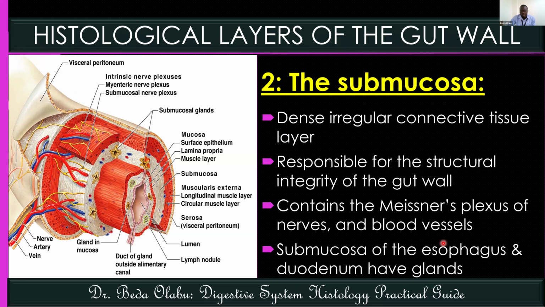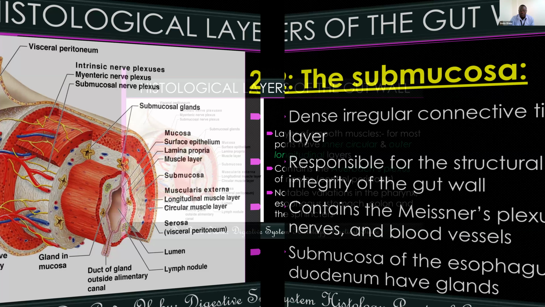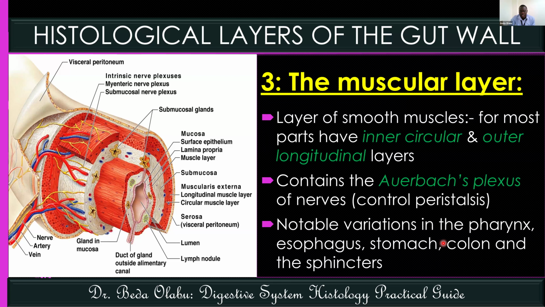Let's talk about layer 3. So layer 3 is the muscular layer. You may also call it Muscularis externa, or you may call it the Muscularis propria. Muscularis propria or Muscularis externa have smooth muscles within its wall, most parts having an inner circular orientation like here, inner circular layer of smooth muscles, and outer longitudinal layer of smooth muscles.